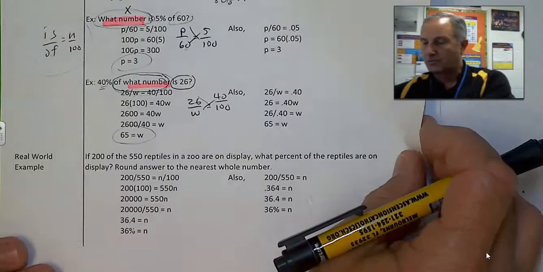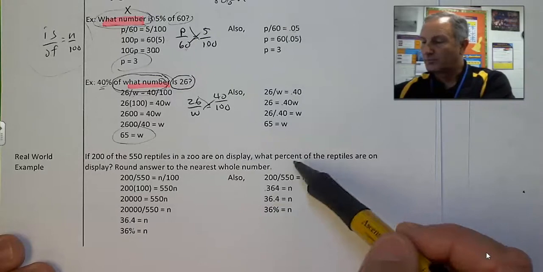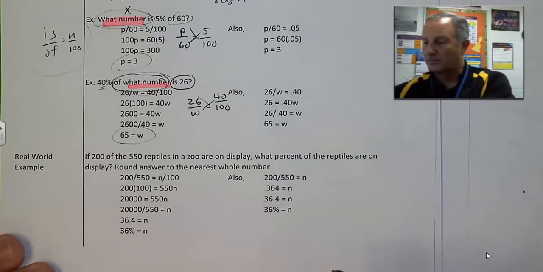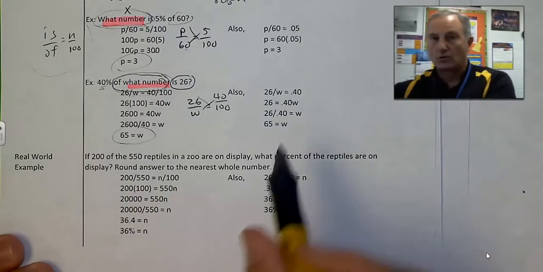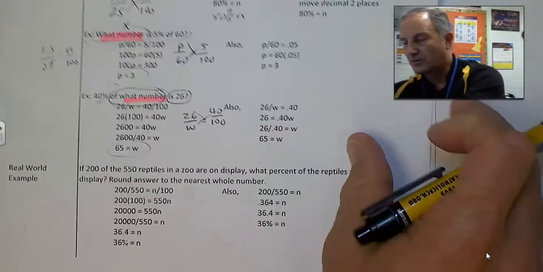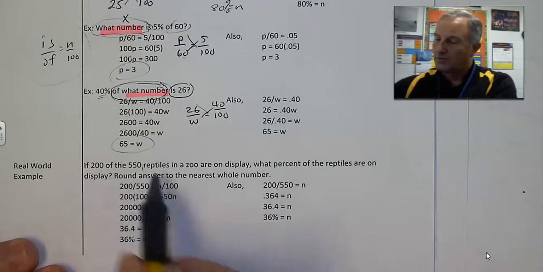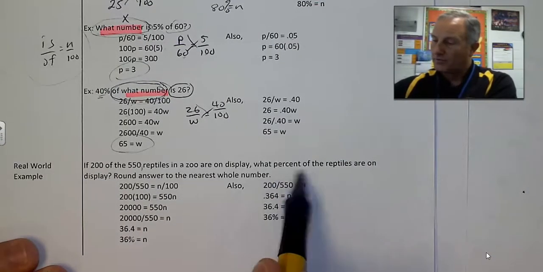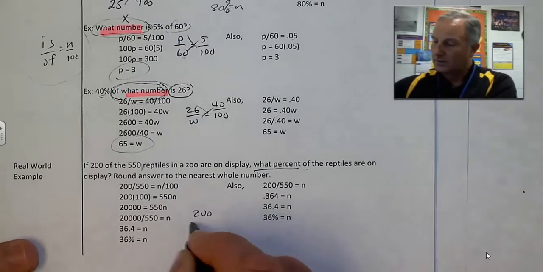Real world example. If 200 of the 550 reptiles in a zoo are on display, what percent of the reptiles are on display? Round your answer to the nearest whole number. Remember, we also go back to this part of the whole, is over of. Okay, the is the part. Is of the 550, so 200 over 550. We're looking for the percent. What percent? That's my n.